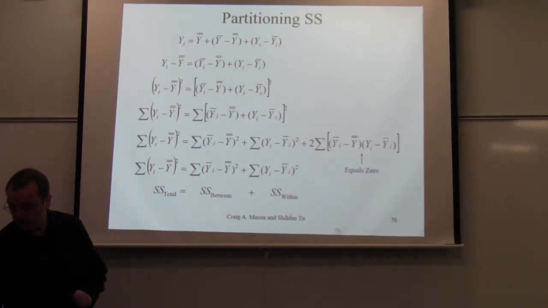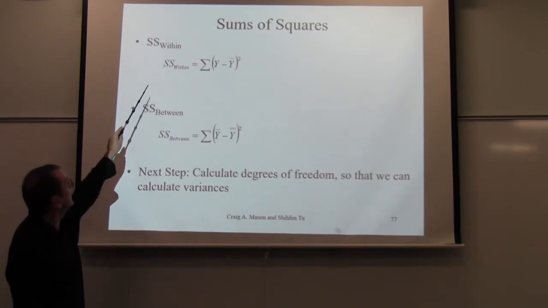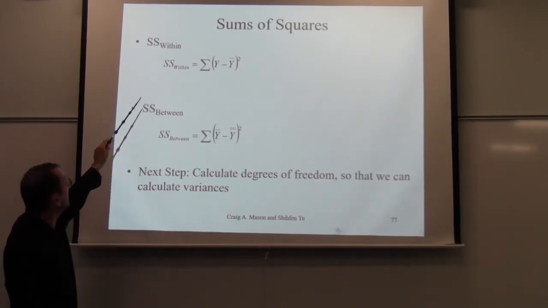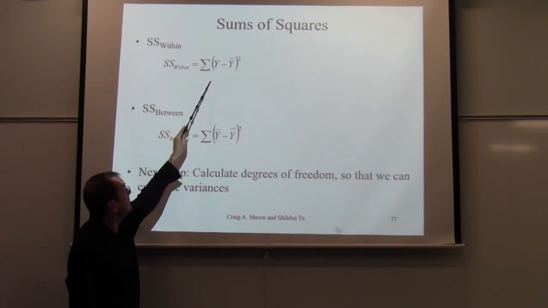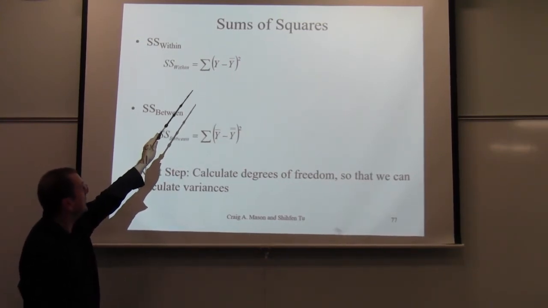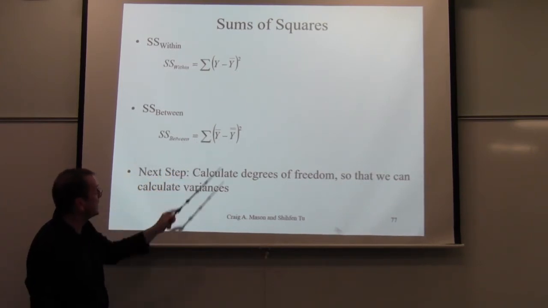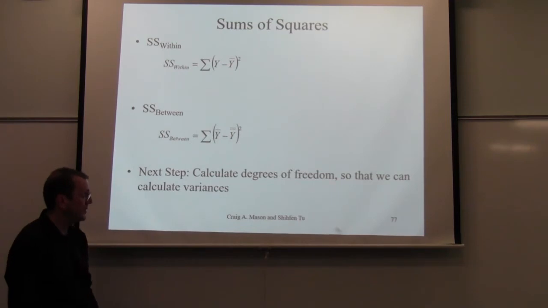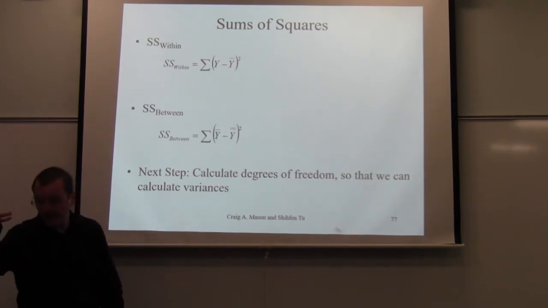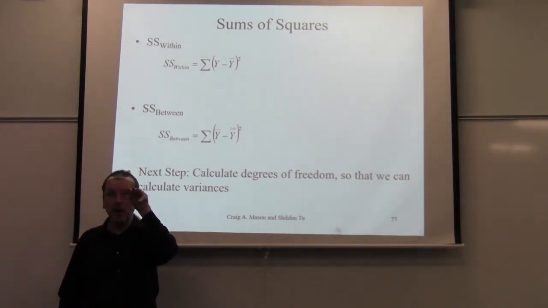Let's do just a little bit more, then we will take a break. Sum of squares within is the sum of y minus the group mean. Sum of squares between is the sum of the group means minus the grand mean. Both of those are squared. We need to know the degrees of freedom so that we can calculate the variances, right? Because a variance is the sum of squares divided by the degrees of freedom.